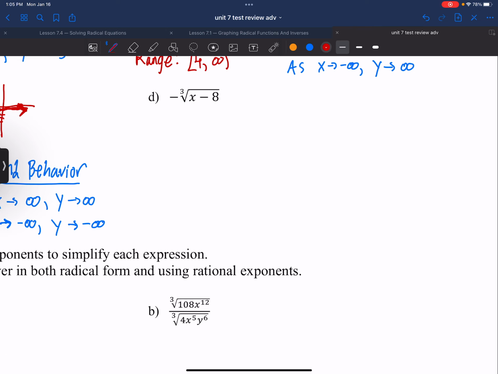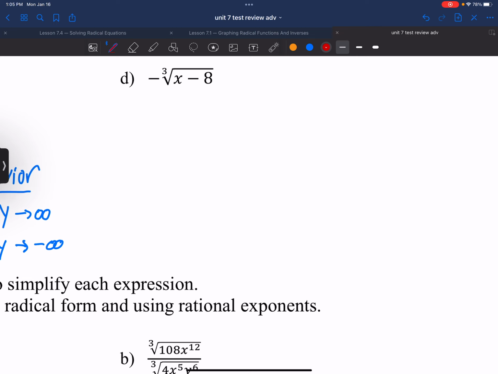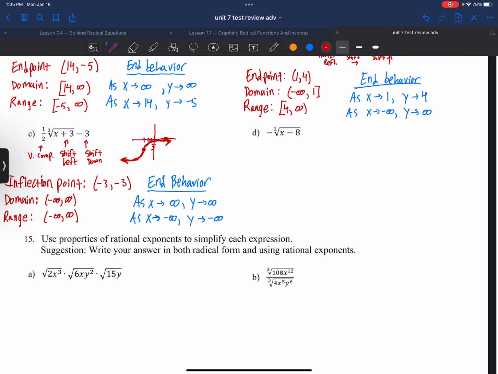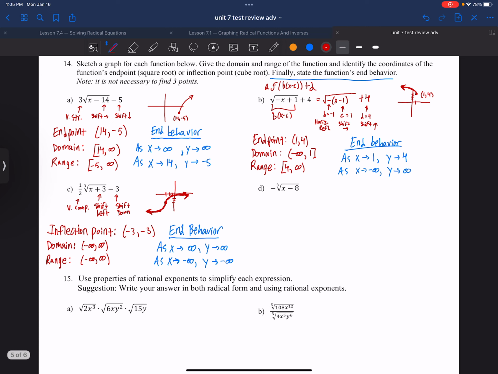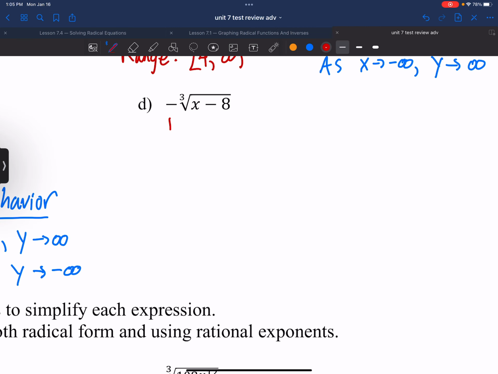Let's move on to the last one here. These take a while to explain, but if you truly have a good understanding of this, you can do this very, very fast. So this is a vertical reflection, and this is a shift right. Again, I will sketch my function. 1, 2, 3, 4, 5, 6, 7, 8. Put our little point here.